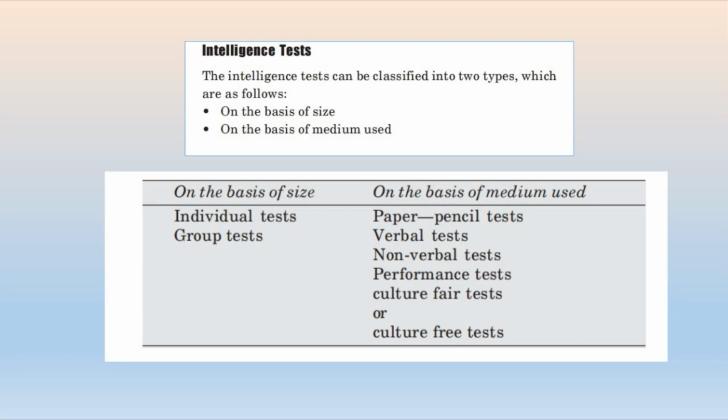Classification of intelligence tests. Intelligence tests can be classified on different bases. On the basis of size, they are divided into individual tests, conducted for one person at a time, and group tests, administered to many people together. On the basis of medium used, intelligence tests include paper-pencil tests, verbal tests, nonverbal tests, performance tests, and culture-fair or culture-free tests. These classifications help psychologists choose suitable tests according to the purpose and population being assessed.